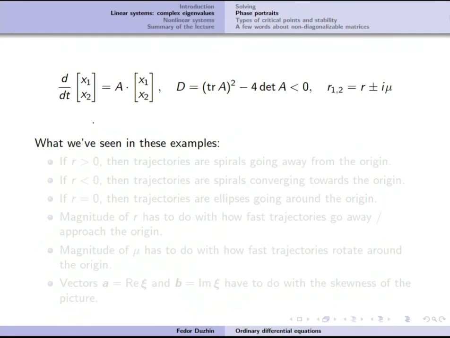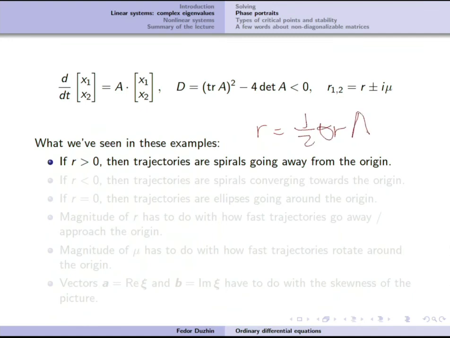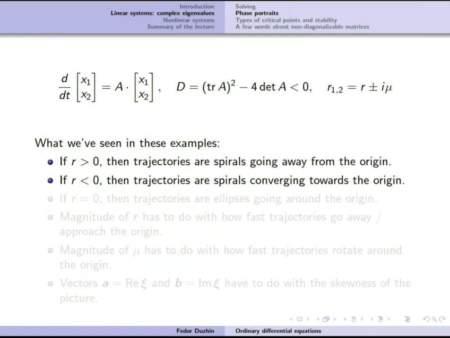All right, so now let us summarize what we've seen. If the real part of the complex eigenvalues is positive, and the real part of the complex eigenvalues is actually just 1/2 of the trace of the matrix, then trajectories are spirals going away from the origin. If it is negative, then spirals going towards the origin. If 0, then trajectories are ellipses.